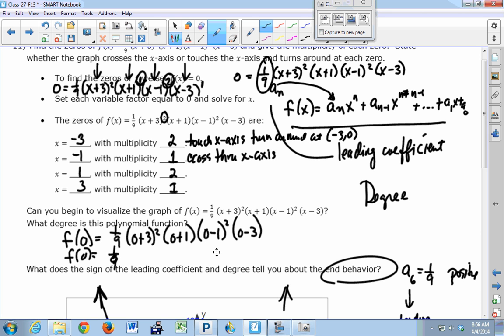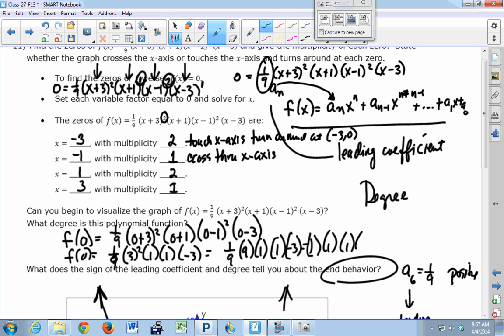1/9. 0 plus 3 is 3, 3 squared. 0 plus 1 is 1. 0 minus 1 is -1, but when I square it, I get 1. And 0 minus 3 is -3. So let's see what this comes out to be. 1/9 times 9 times 1 times 1 times -3, which is 1 times 1 times 1 times 1 times -3, which is -3. So (0, -3) is my y-intercept.